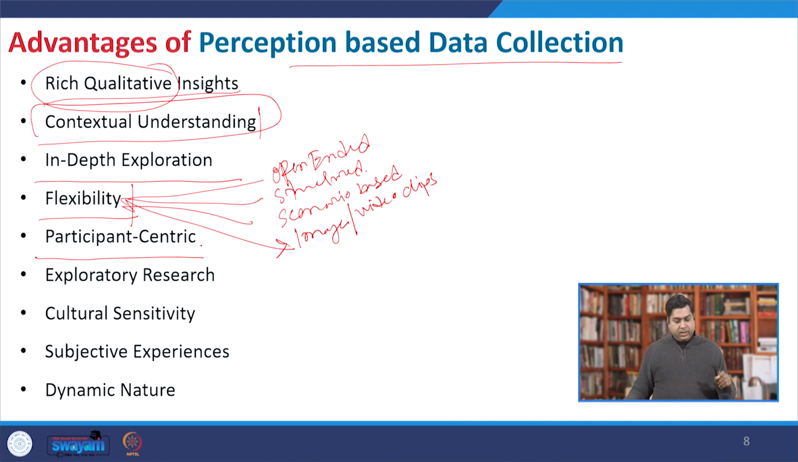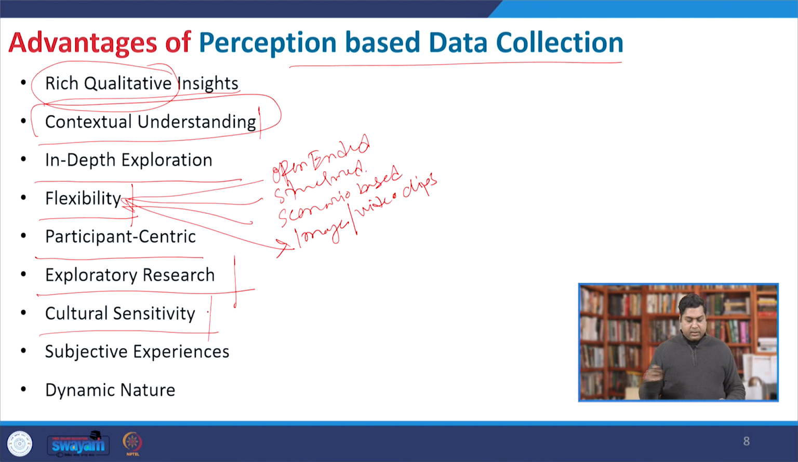Then in this particular case, the advantage is that it is participant centric. So directly we are involving the participant. So there is no communication gap, and no error of observing and anticipating the reason. Here we are going to capture the reason. For exploratory research in a new field, it is very good to start with.